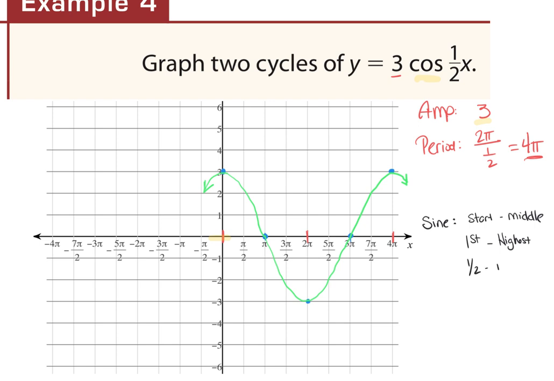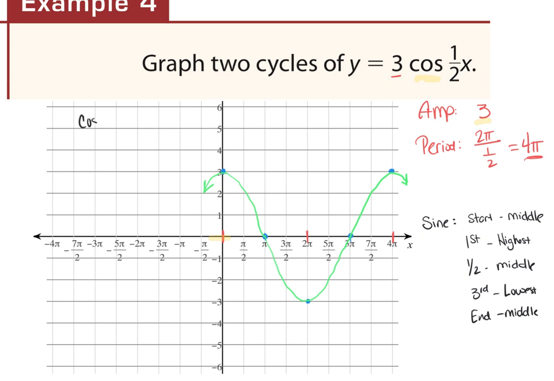Halfway, it's back at the middle. Third quarter, it's at the lowest. And it ends at the middle, right? That's a sine graph. We just did a cosine graph. Cosine graph looks different, right?